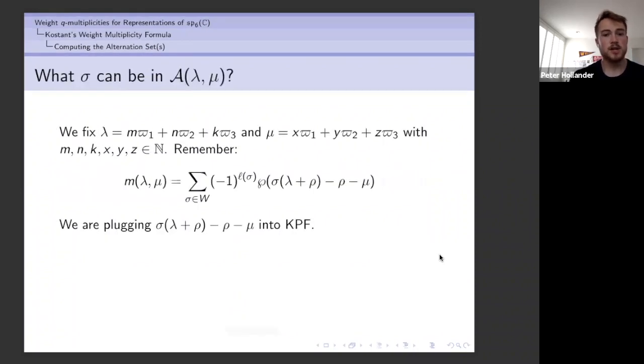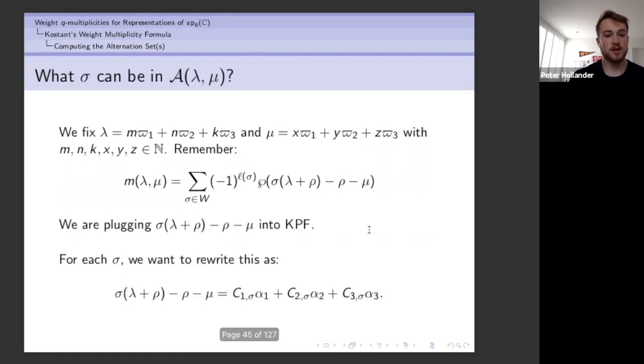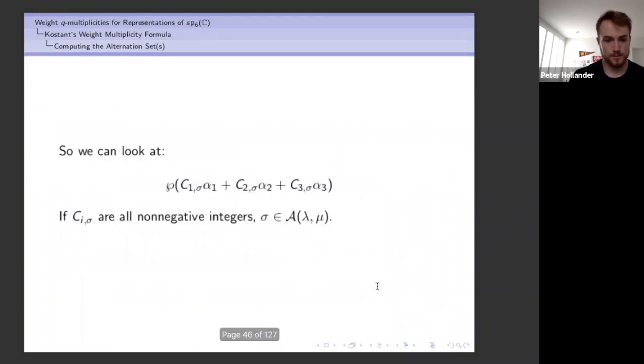So to start, we'll recall that this is our weight multiplicity formula. And this part right here is what we're plugging into Kostant's partition function. But this thing is just a vector, and so it has coefficients that we can write as C1 sigma, C2 sigma, and C3 sigma. These coefficients are going to vary only based on sigma because we have fixed lambda and mu, and rho is also a fixed vector. So we can look at Kostant's partition function evaluated at this vector with these 3 coefficients, and we can check: if all of the coefficients are non-negative integers, then that sigma is in our Weyl alternation set.